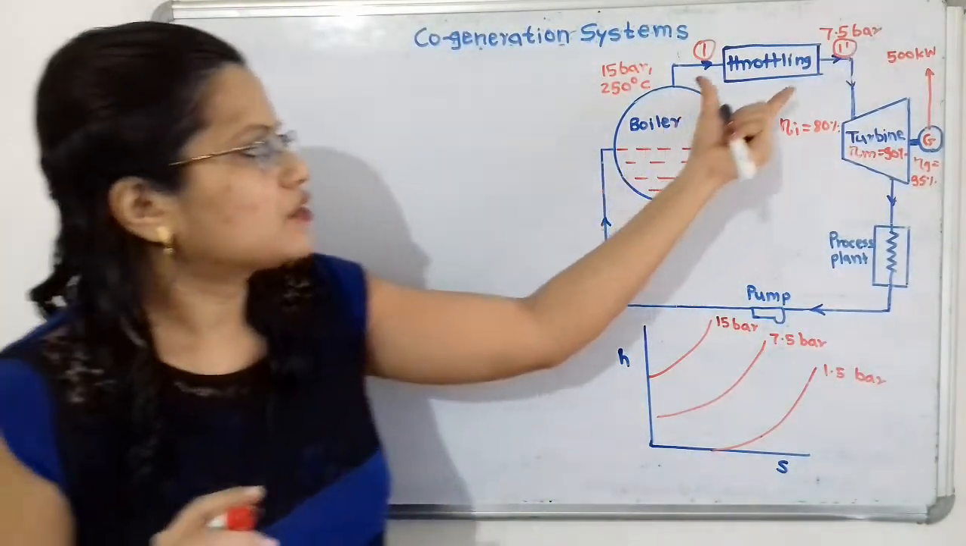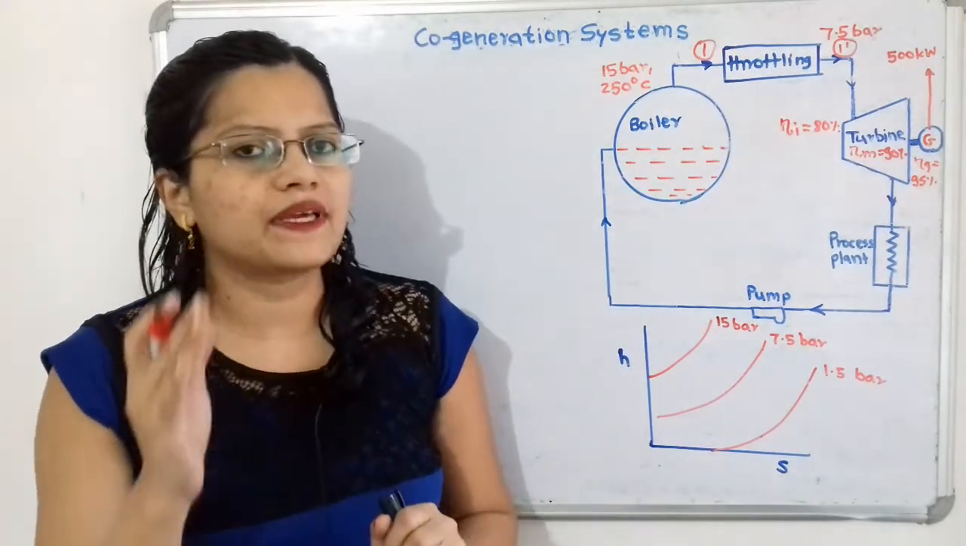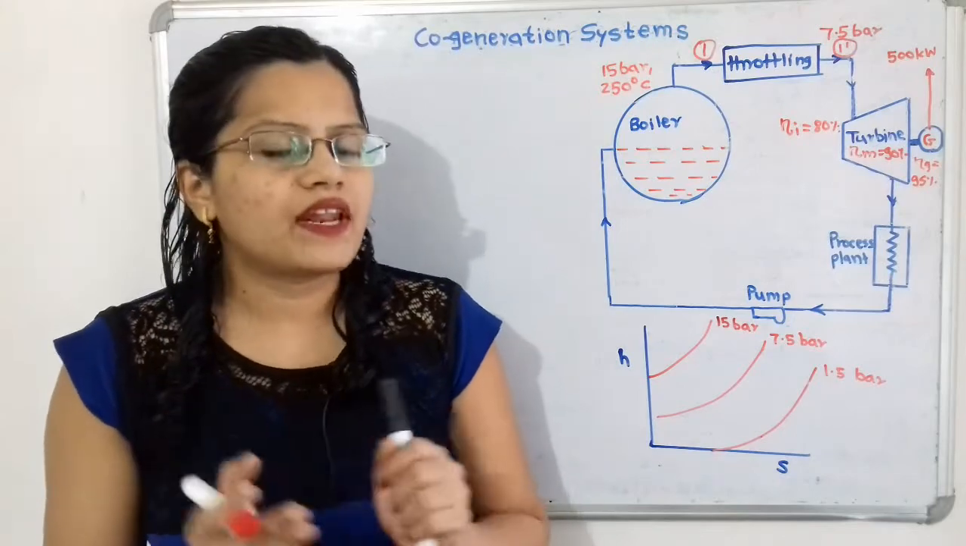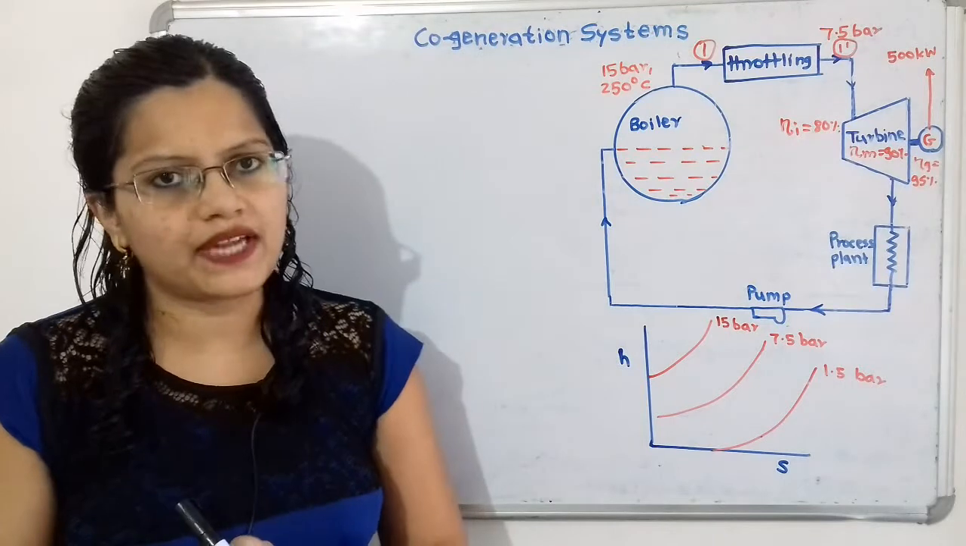Now what is the throttling process? The pressure is getting reduced but the enthalpy will remain the same. Now we will understand this process with the help of this enthalpy entropy diagram.